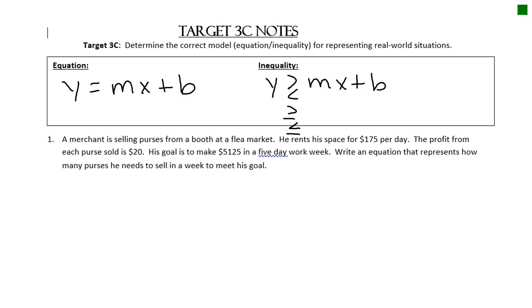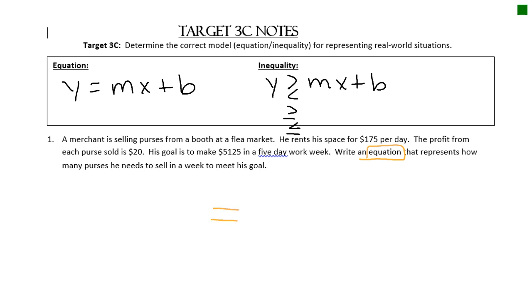It says, a merchant is selling purses from a booth at a free market. He rents his space for $175 per day. The profit from each purse sold is $20. His goal is to make $5,125 in a 5-day work week. Write an equation that represents how many purses he needs to sell in a week to meet his goal. The first thing you want to highlight is what they are asking you to do. Are we going to write an equation or an inequality? Well, they told us to write an equation, so I know my symbol is going to have an equal sign.